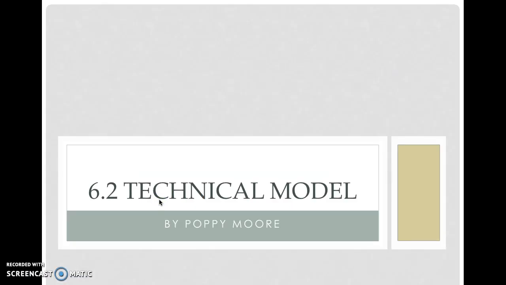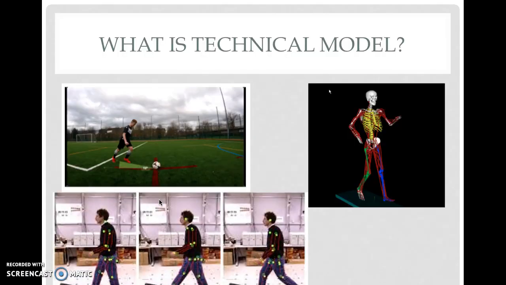6.2 Technical Model. What is a technical model? A technical model is used in sport to assess sporting performance.